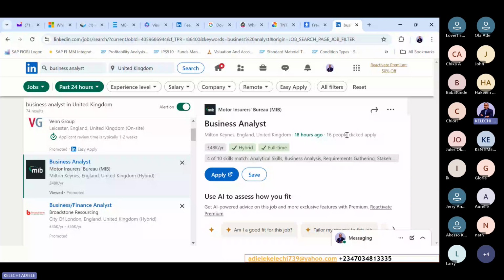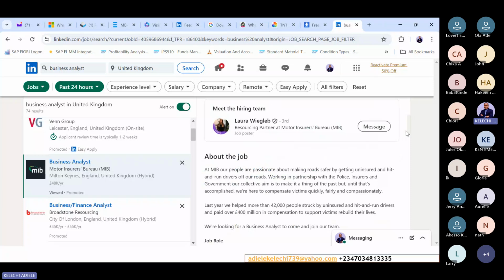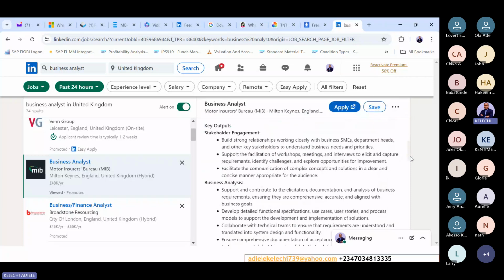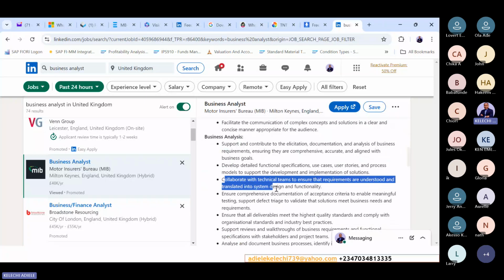You will see it's the same job description. Support, elicitation, documentation, detailed functional specification, use cases and user stories, which we're going to learn. Collaborate with technical team to ensure that requirements are understood and translated into system design and functionality. Well, I think with this, you have no doubt now exactly what the role of a BA is. And the market is very huge.